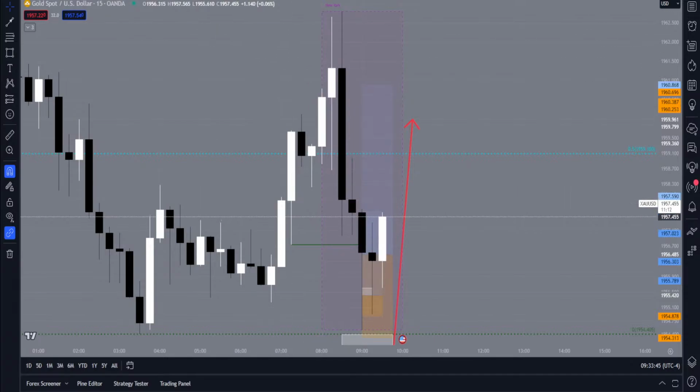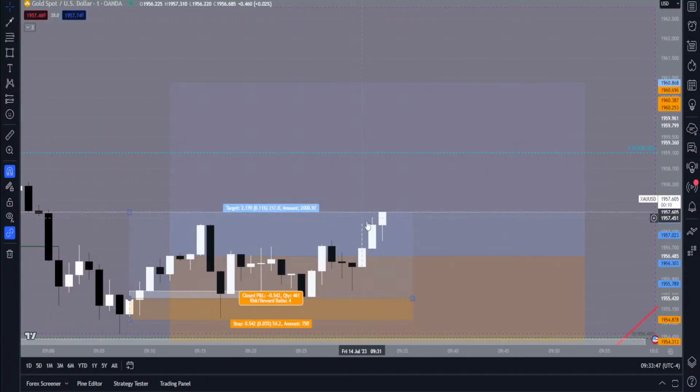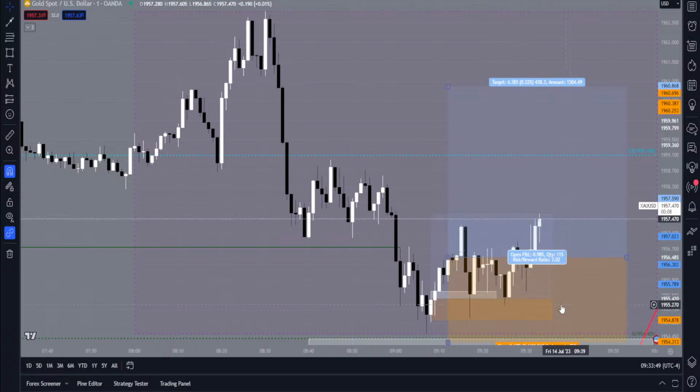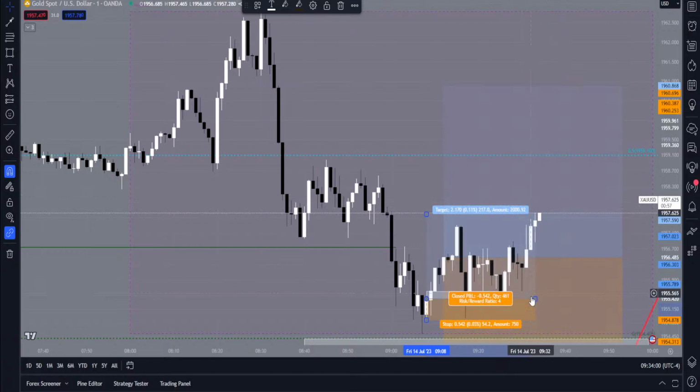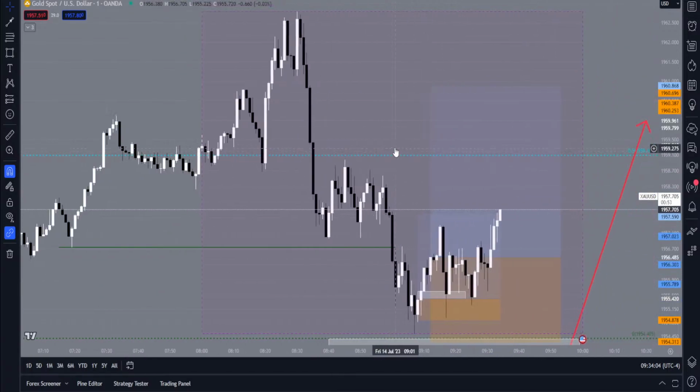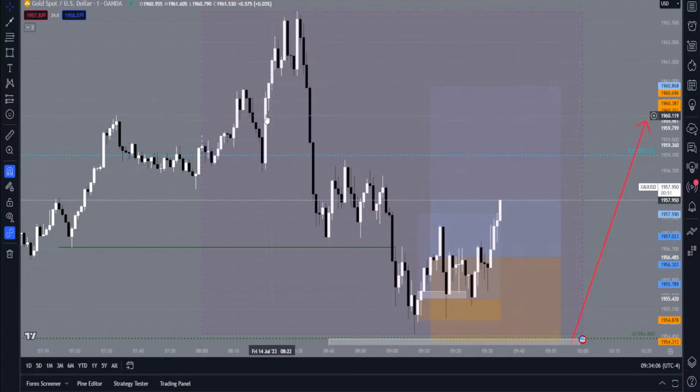Okay, so I do believe, did it hit TP? Yeah, so the gold drilling just hit TP right here. It hit the 4R right there on that candle. And now it's continuing higher.